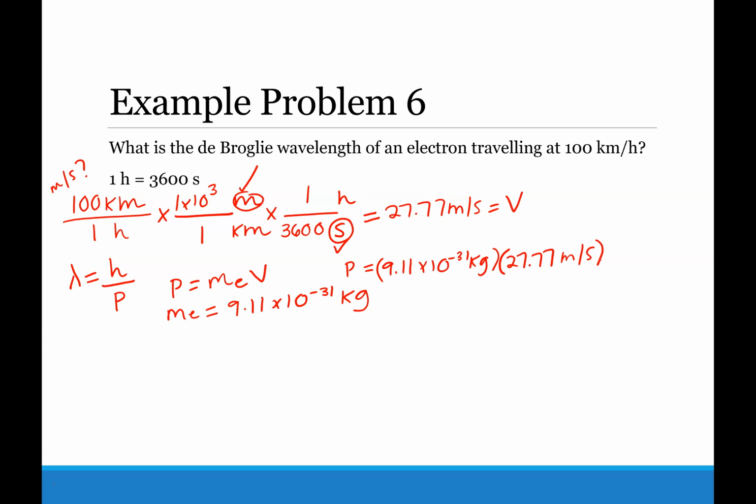And I'm going to go ahead and put my calculator in scientific mode because times 10 to the minus 31 is a very, very small number. Lots and lots of zeros. So open parentheses, 9.11 second E minus 31, close parentheses, open parentheses, 27.77, close parentheses, equals a particle momentum of 2.529 times 10 to the minus 29.